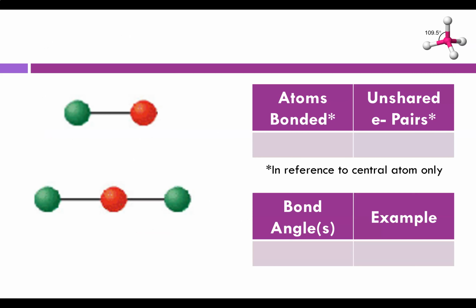Okay, so you've got that chart in your workbook, and we're just going to go through the different shapes. Any guesses on what we might call these structures? They're just in a straight line. There we go. They are linear. You can have the most simple of linear molecules, just two atoms bonded together. Something like HCl is a great example.